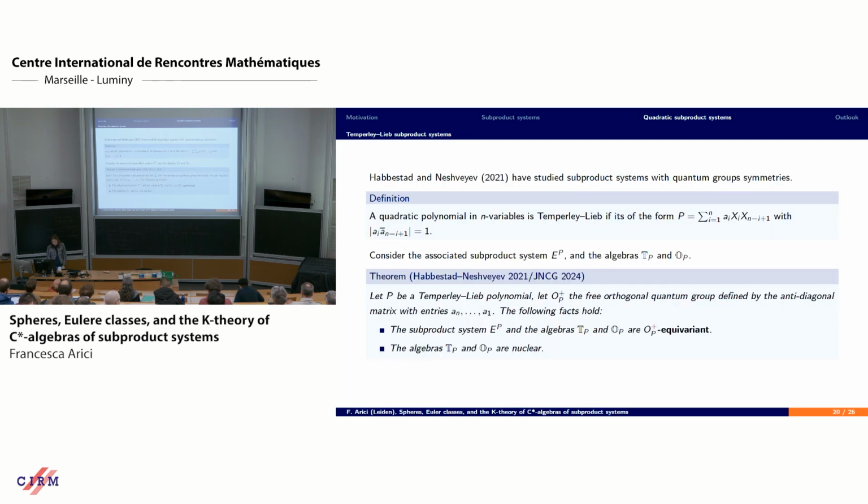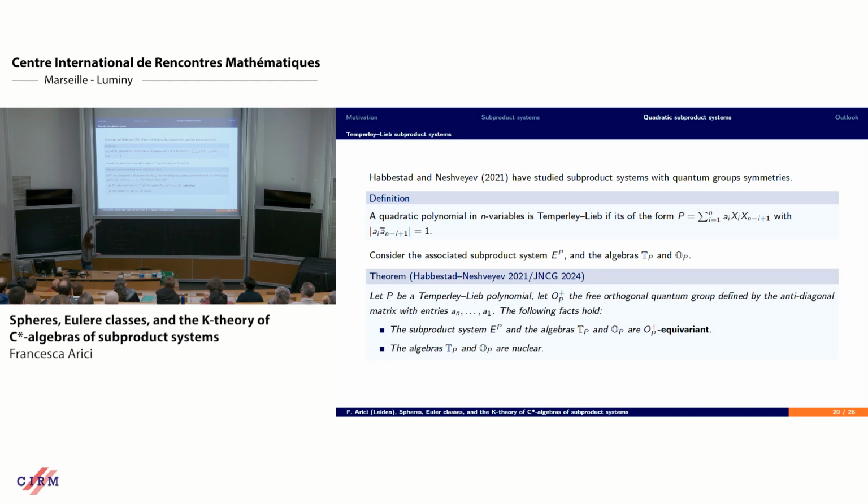And then, regarding the comment about the fusion rule, later Abestad and Shveyev wrote a paper, well, 2 actually, on C-star algebras of subproduct systems with quantum group symmetries. And they gave the following definition. They said that a quadratic polynomial in n variables is a temperley-Lieb polynomial if it's of that form.